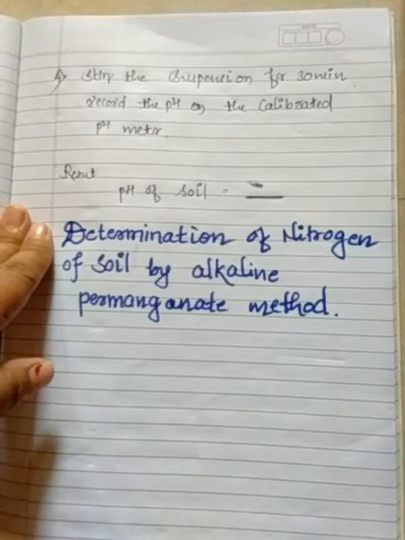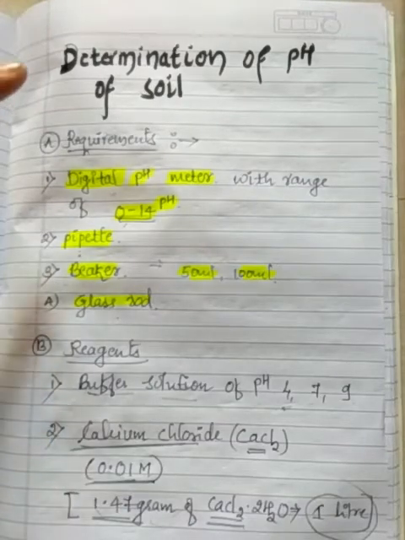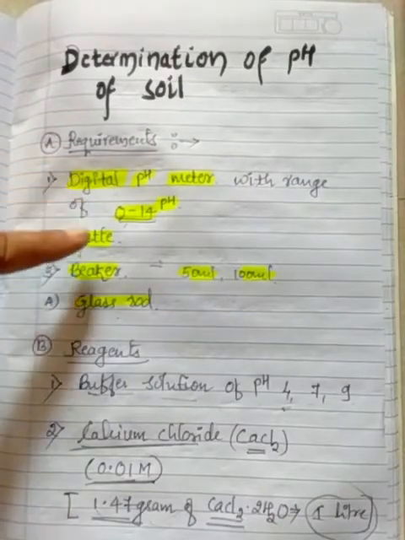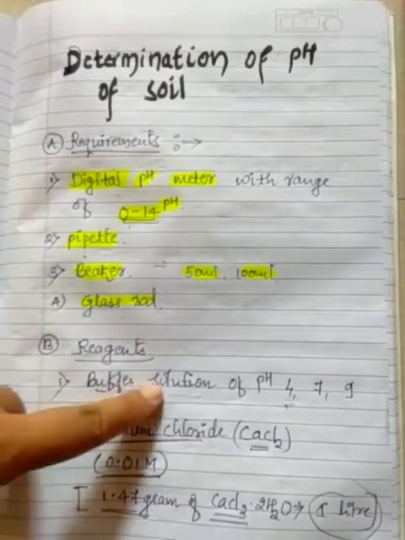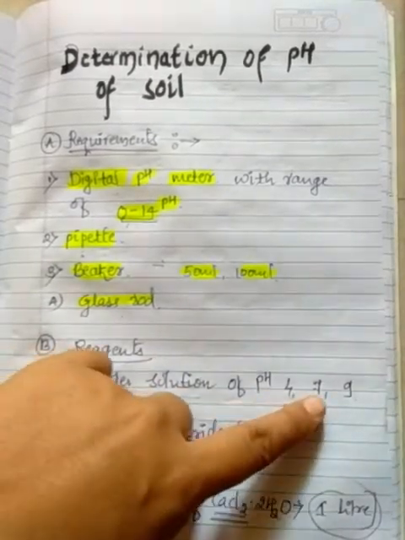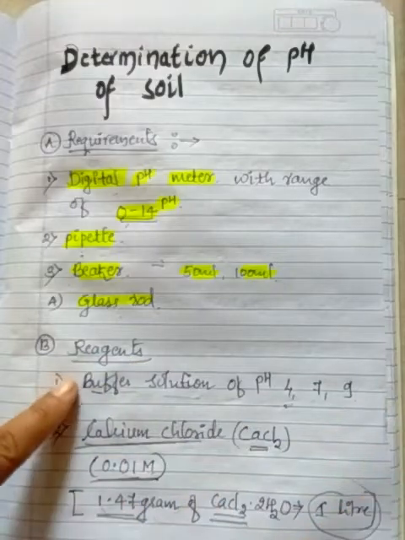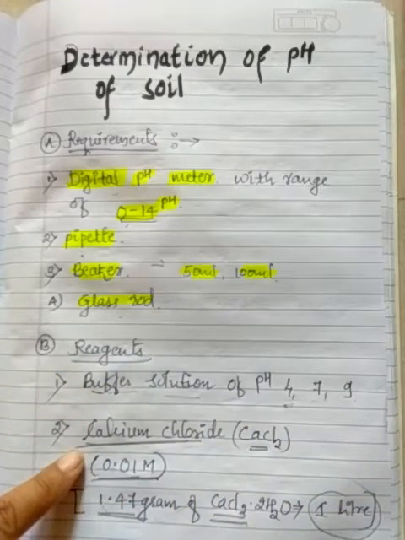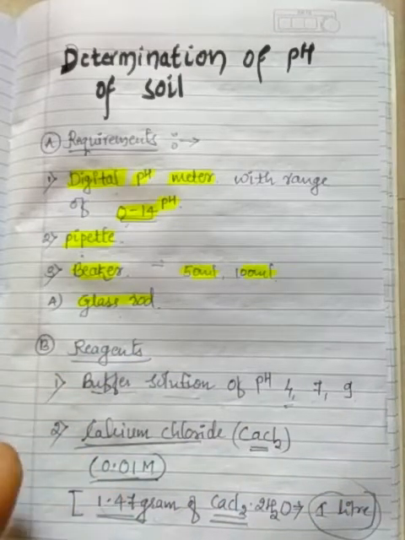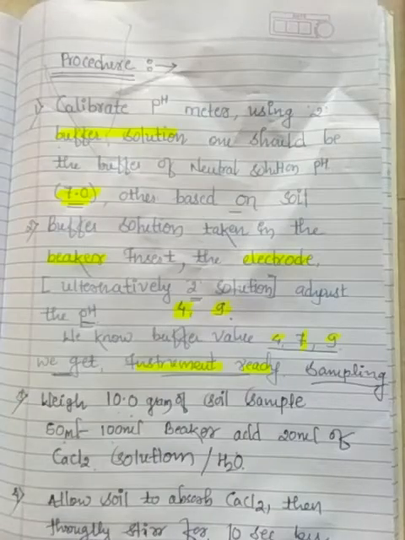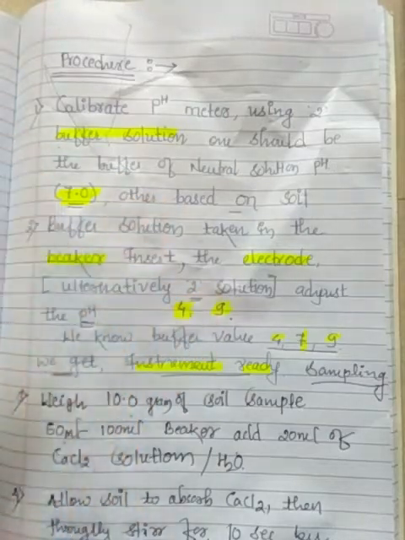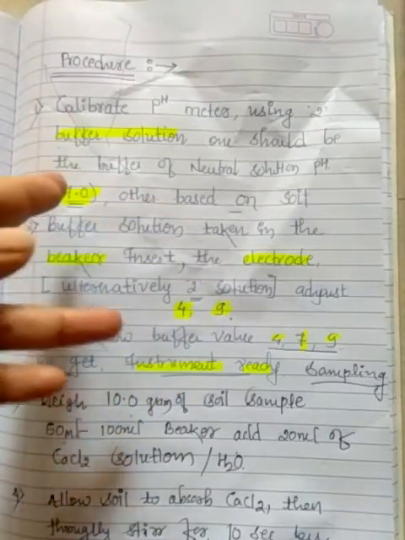Now let me revise once again. Determination of pH of soil. Requirements: digital pH meter, pipette, beaker, glass rod. Reagents: buffer solutions having pH 4, 7 and 9, and calcium chloride 0.1 molar, 1.47 gram of calcium chloride dissolved in 1 liter of water. Procedure: calibrate the pH meter using two buffer solutions. You have to use two buffer solutions.